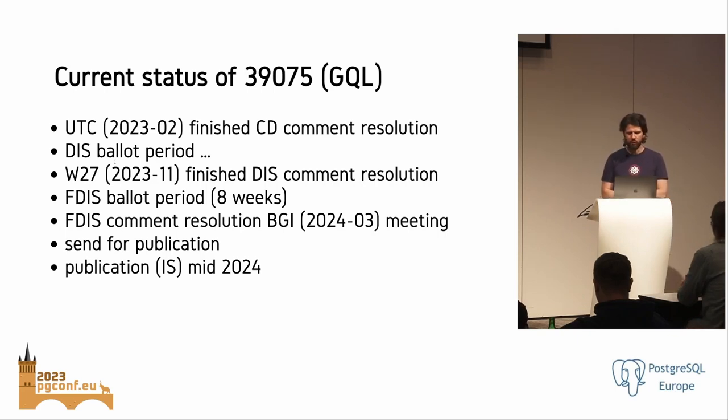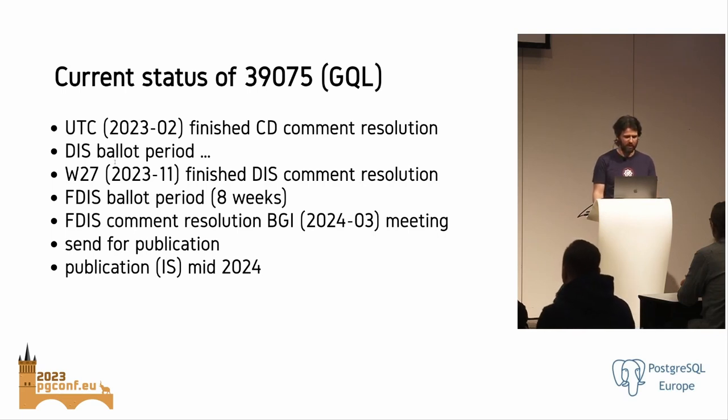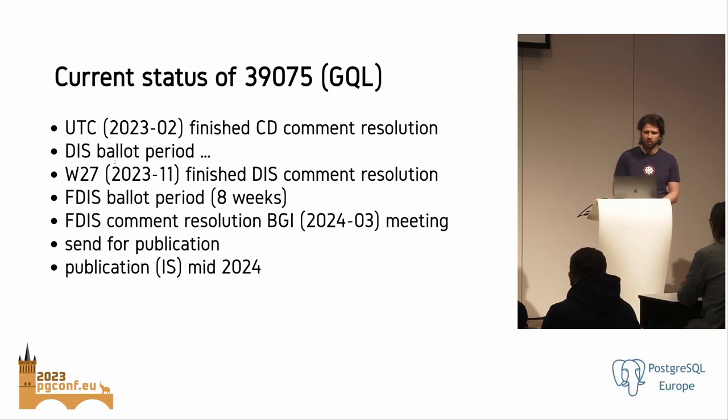And for GQL, there's going to be an FDIS, because the reason for that is that after DIS technical changes were made, so it needs another round of voting, basically. That's happening right now. And then presumably at the next meeting, the Barbados meeting that's scheduled in March, any remaining comments, hopefully a few, will be resolved, and then this will be sent for publication. And it should be published sometime early, mid next year.